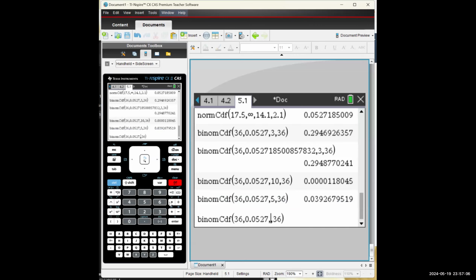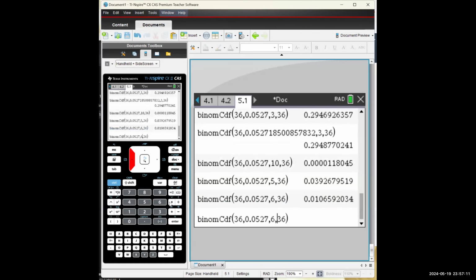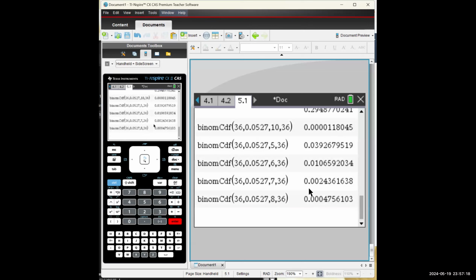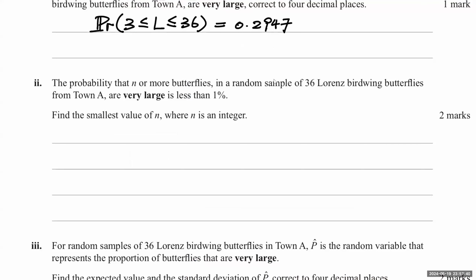So 6, 7. Well, I think the smallest value is 7 because when you go to 8, the probability value is also less than 0.01. N is an integer. So what sort of things would constitute some working out for a 2 marks question? Well, I think a trial and error will be perfectly acceptable, but you do need to put your answer in a more systematic fashion, okay?